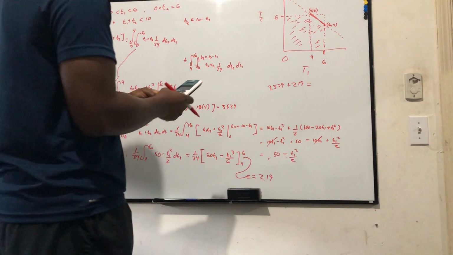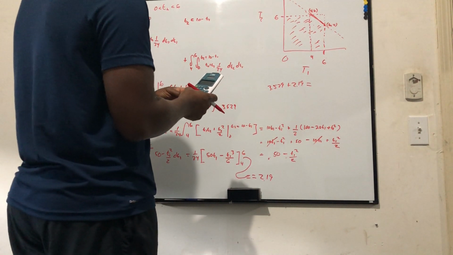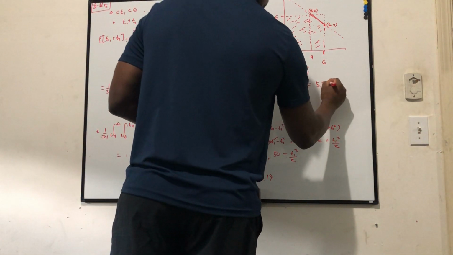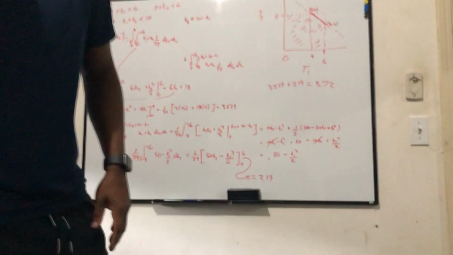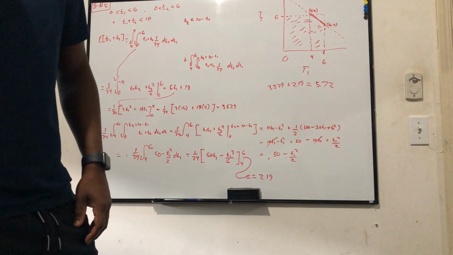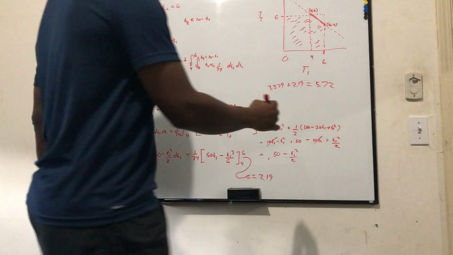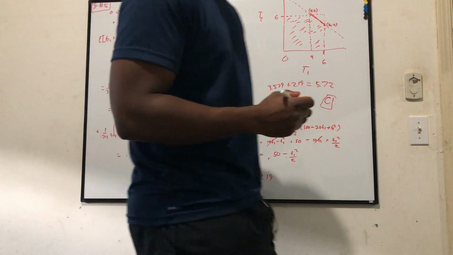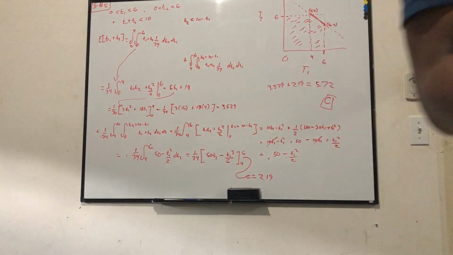This will be the explanation. I had to do it once again, I had to do it in 2 parts. Got a 5.72, which is C. Voila, I did it on the fly. I didn't mess up on the integration. And there you go.